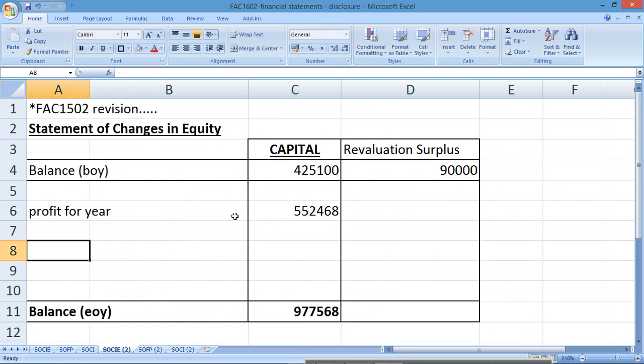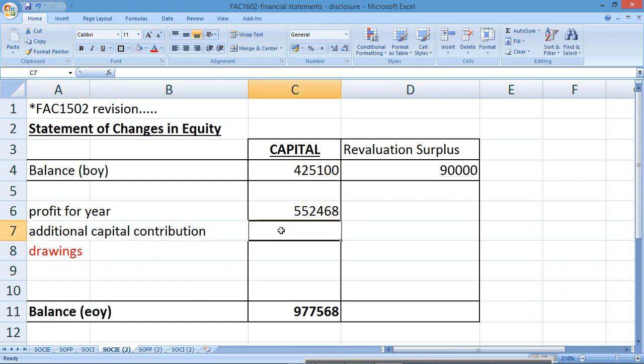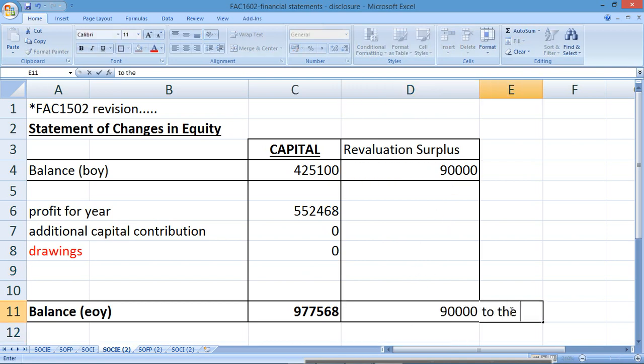Was the additional capital also nothing? Those are other line items you could have here, maybe just to show that. Additional capital contributed and drawings. The one you would add and the other you would subtract. But there's obviously 0 and 0 there. Revaluation surplus would have stayed the same, 90,000. And then this goes to the financial position.